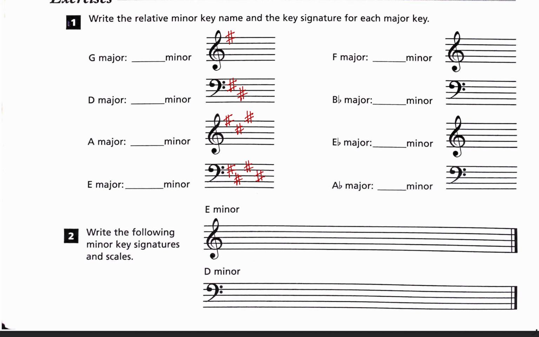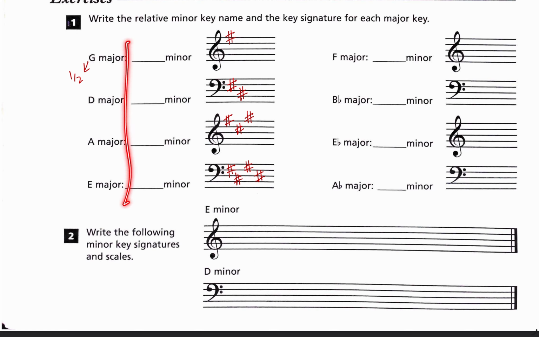Remember, we can find out how many sharps any of these has by going down a half a step from the letter name, and that will give us the last sharp. So G down a half step is F sharp, which gives us fat, 1 sharp. D down a half step is C sharp, fat cats, 2 sharps. A down a half step is G sharp, fat cats go. E down a half step is D sharp, fat cats go down.